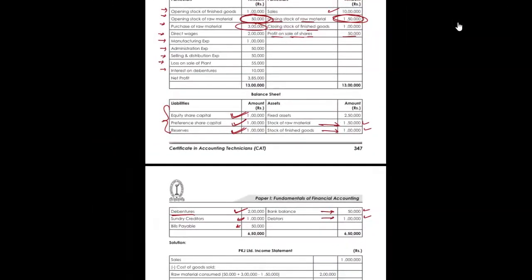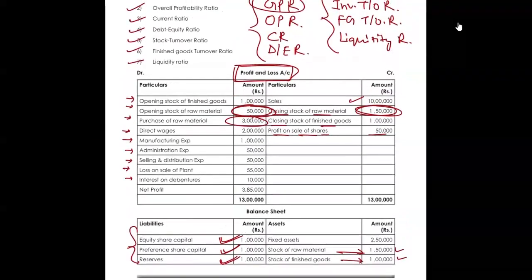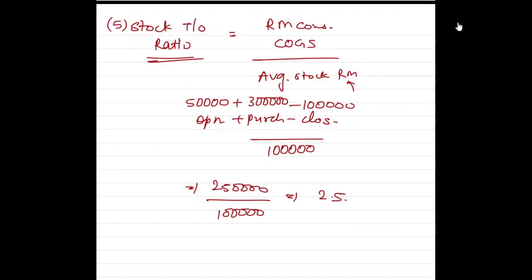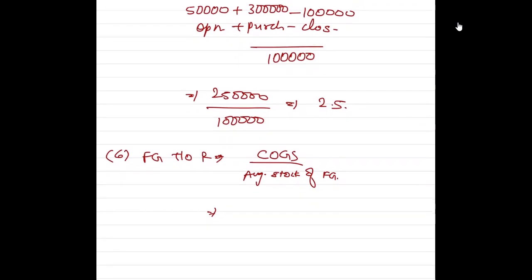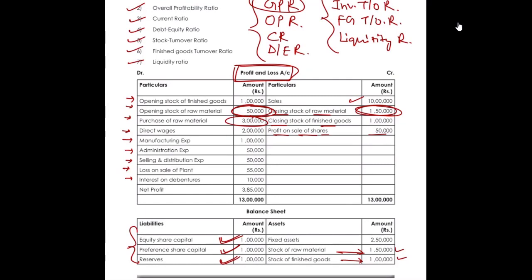Then we have another part which is asked, fixed asset, sorry, finished goods turnover ratio. So then we have finished goods turnover ratio. So here obviously in place of raw material, just take average stock of finished goods. So now you have your opening stock of finished goods, closing stock of finished goods, and all your expenses, that is COGS, you want to calculate. So the COGS will come around.